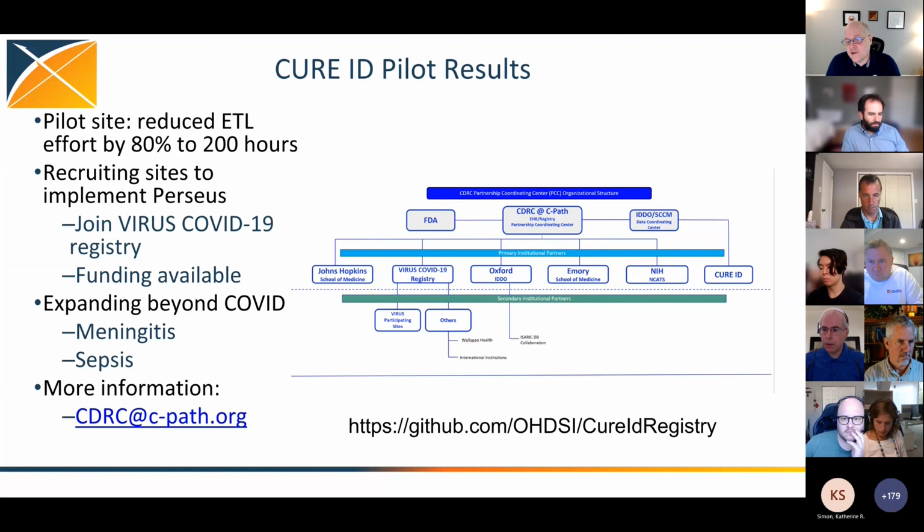And so I did want to mention that CureID is actually still recruiting sites to implement Perseus. And so if you're interested in getting help, you can deploy it yourself. Or as part of this registry, you're welcome to join and expand. And also, this registry is expanding beyond COVID to include meningitis and sepsis. And so, if you want more information, please follow the link below. If you want to see some of the data, we actually de-identify all the data before we send it to the registry. All of our scripts for de-identification are in the Odyssey repo for CureID registry.